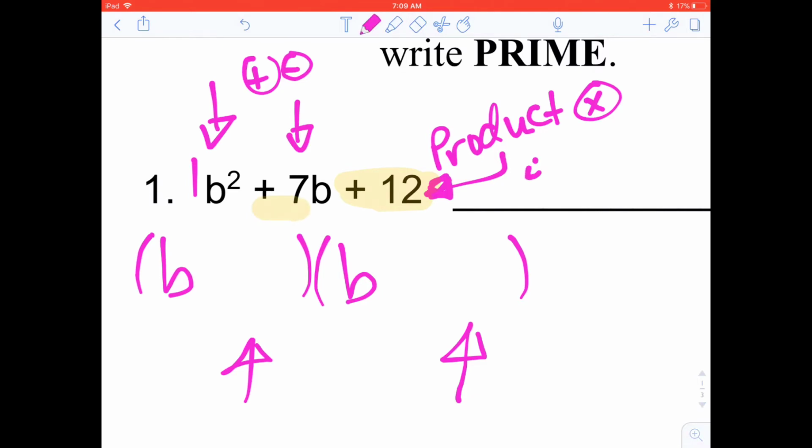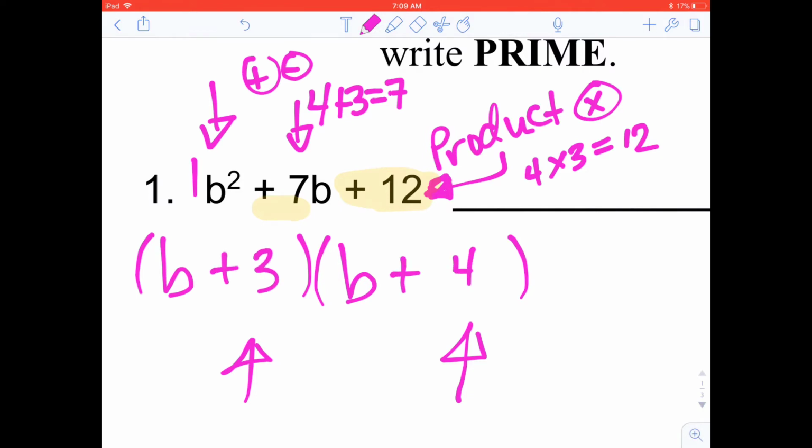Well, I know that 4 times 3 is 12. And I know that positive 4 and positive 3, when I combine them together, is 7. So I found my two numbers that I'm missing here, positive 3 and positive 4. And it doesn't matter which number you put first. You want to put 4 first, you want to put 3 first.